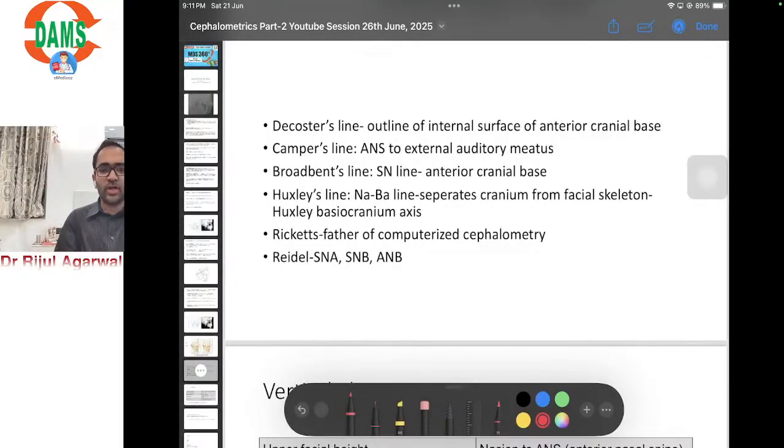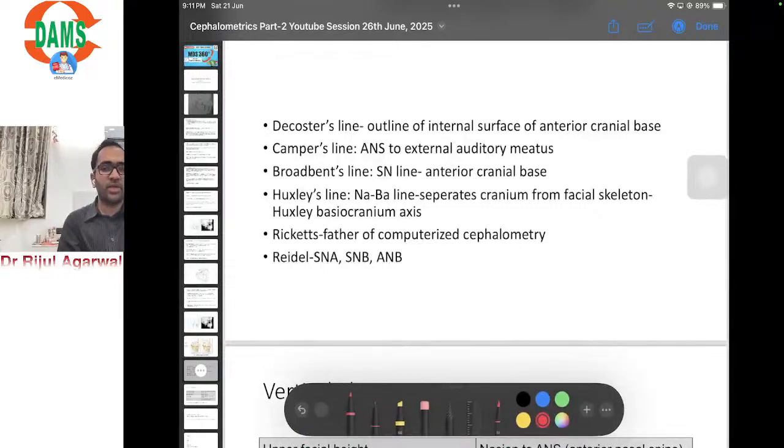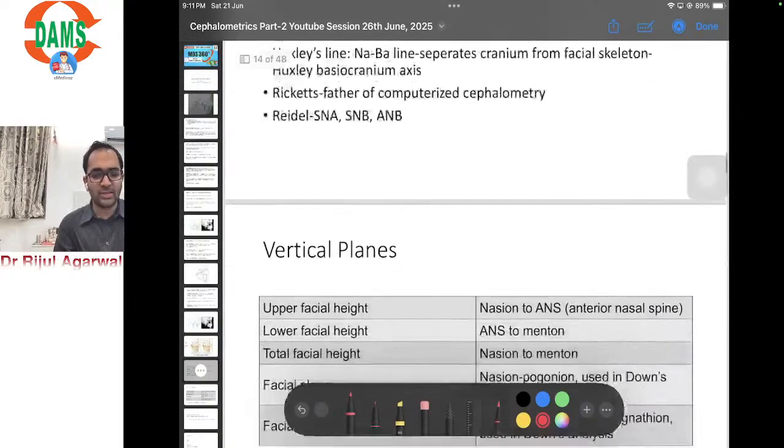Camper's line is from ANS to the external auditory meatus. Broadbent's line is from the sella nasion line to the anterior cranial base. Huxley's line is the nasion-basion line, which separates the cranium from the facial skeleton, that is the lower part of the facial bone. Now Ricketts is considered the father of computerized cephalometry, and Riedel gave the SNA, SNB and ANB angles, which we discussed last time during Steiner's analysis.